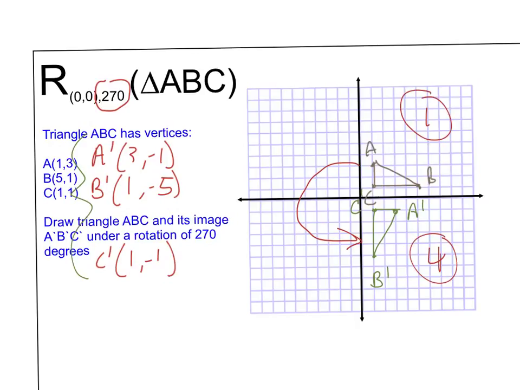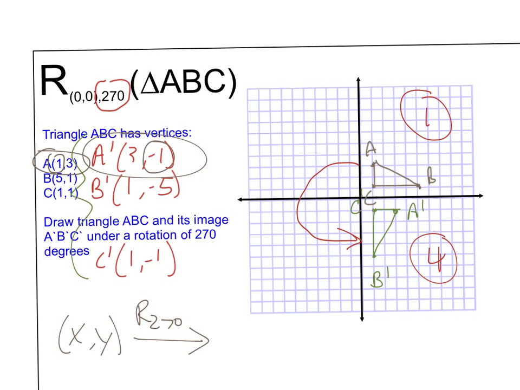If you can pick up a general rule again that we're going to jot down here, if we look at what happened to the coordinate point after a rotation of 270, the x and y definitely switched places, but instead of the y becoming negative, this original x became negative. So we'll call that a y, negative x rule. Okay?